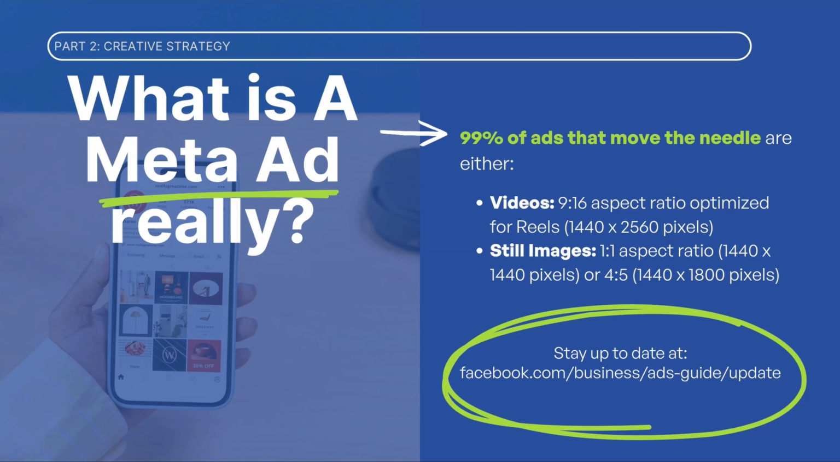Meta has many types of creative formats. However, 99% of ads that move the needle are either videos in 9:16 aspect ratio optimized for Reels or still images in 1:1 or 4:5 aspect ratios. You'll be using Advantage Plus placements 100% of the time. So that's it. These are all the formats you need to know as of August 2025, but always stay up to date on our Slack or at the website below.